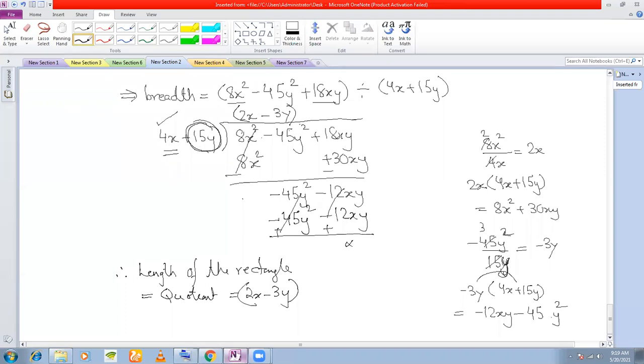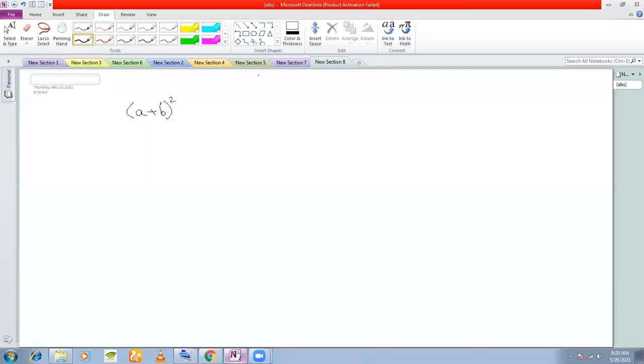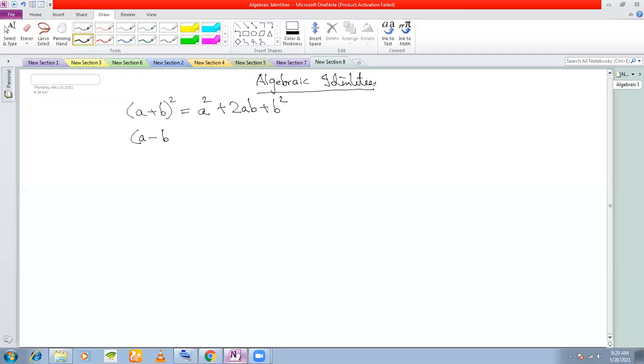No, sir. Now, yesterday I sent you these algebraic identities. A plus b whole square is equal to a square plus 2ab plus b square. Okay. A minus b whole square is equal to a square minus 2ab plus b square. See that when you have a plus sign, this sign is plus, and when you have a minus sign, this sign is minus. Okay.